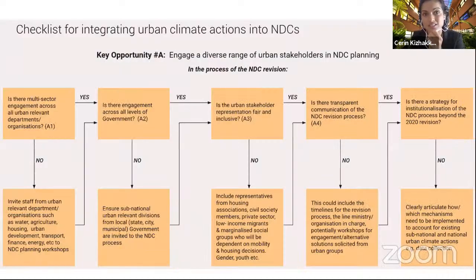So I just listed in this guidebook the key opportunities to engage. It's like a decision tree from the range of stakeholders to engage, and you can see it's a multi-sectoral approach. It asks for engaging across governments, and for a fair and inclusive representation of your stakeholders. It means you need a transparent approach to your communication and your NDC revision process. And it also means you need a strategy on how to institutionalize what has been written down in the NDC, so that you have a mechanism in place that fosters implementing the NDC and the goals and targets in there.